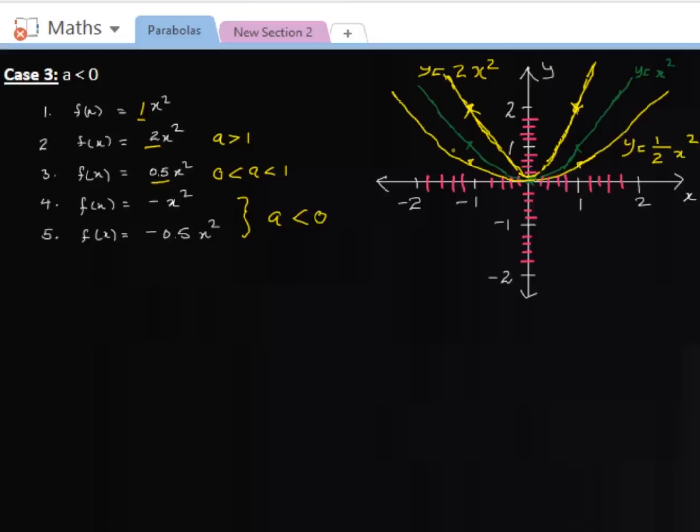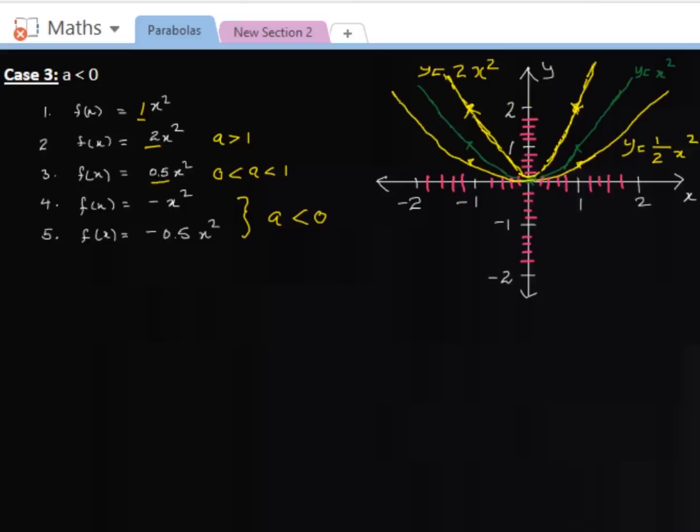The following graphs are the graphs of the functions f of x equals x squared, f of x equals 2x squared, and f of x equals half x squared. The green graph, as we've seen in the previous video, can be drawn in the manner given, with our three coordinates being minus 1 and 1, 0 and 0, 1 and 1 for the function f of x equals x squared. And for the function f of x equals 2x squared, our three coordinates are: the x coordinate is minus 1, the y value is 2; the second one is 0 and 0; the third one is 1 and 2.